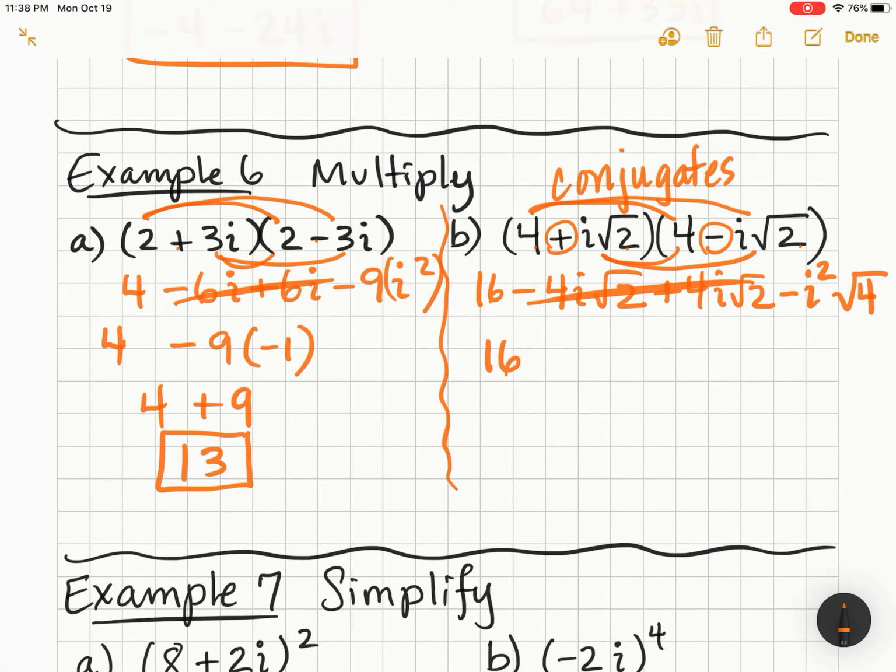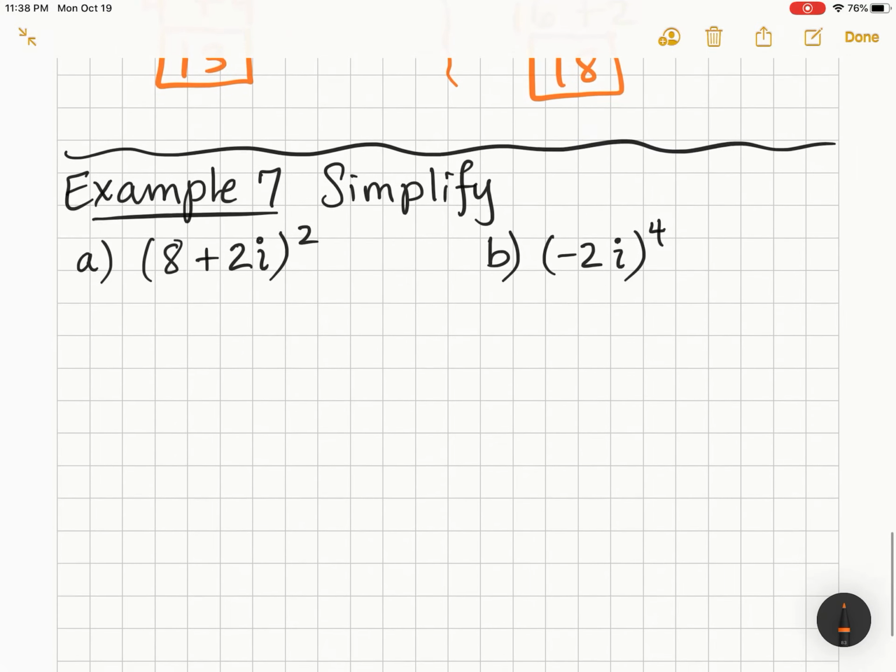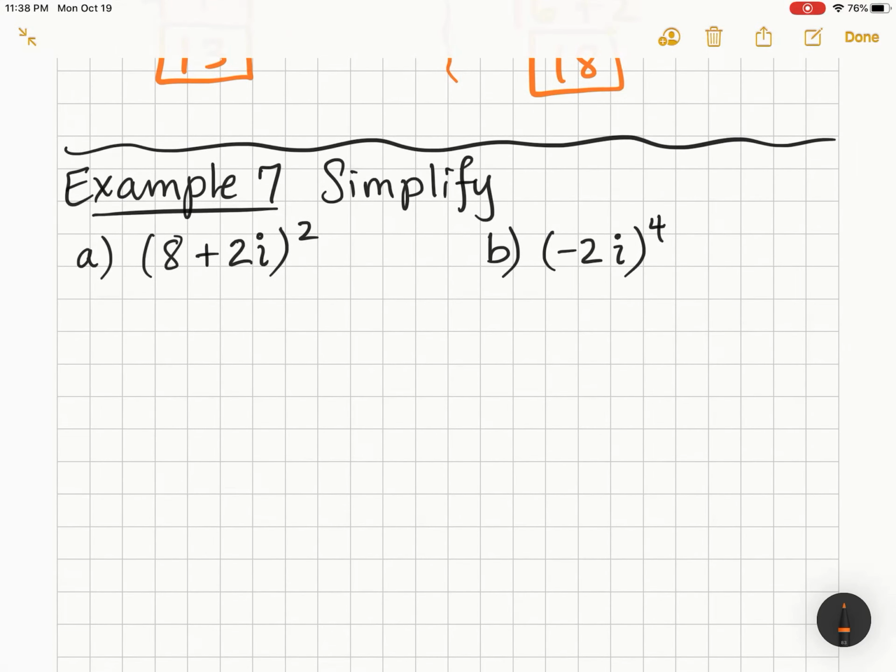So we get 16. i squared, watch out for this negative, it's still there. We got a minus in the middle. i squared is negative 1, and that's just 2. So that's just 16 plus 2 is 18. And notice the radicals and imaginaries all went away and just left us with a simple number. Alrighty, let's go ahead and look at our last example.